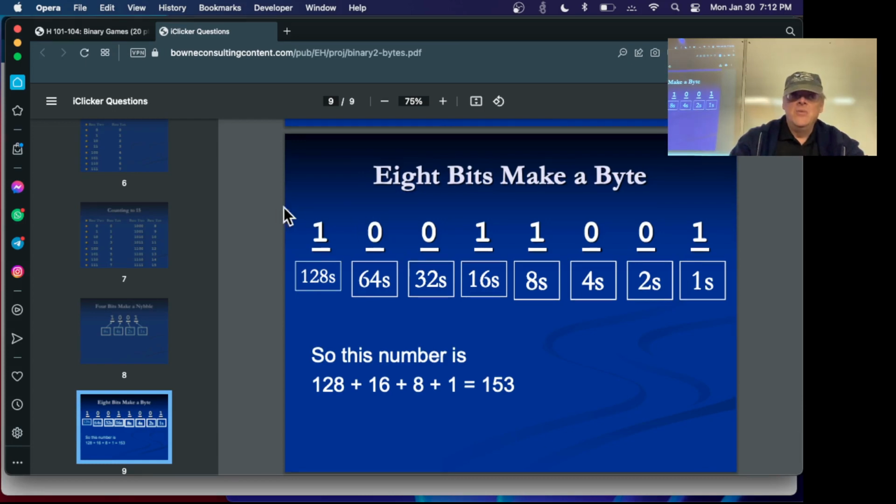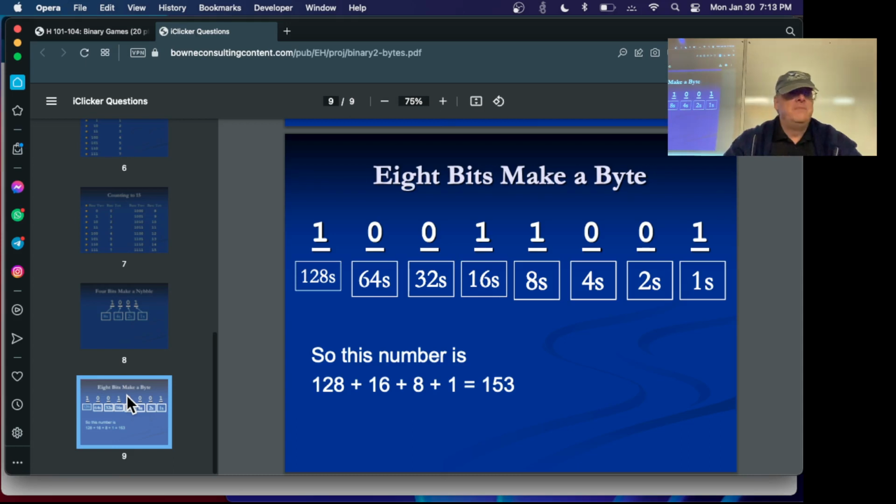So this number, 1001 1001, is 128 plus none of this, plus 16, plus 8, plus 1. So this is 153, those 8 bits. And this is one way to get what it is. This is the hardest way, but it is the simplest to understand. Every place to the left doubles the significance, and you just go from 128 to 1, adding up the numbers.